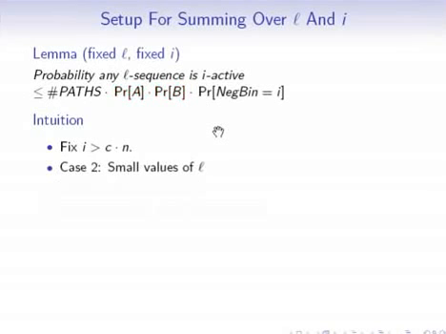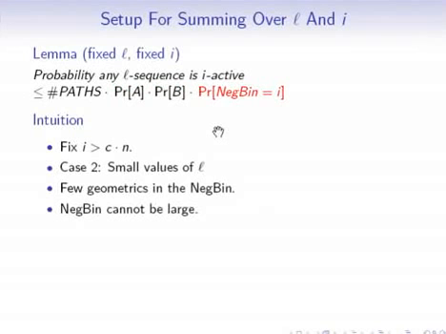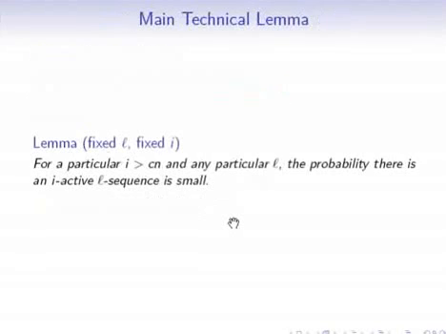In the second case, we have small values of L. In this case, the probability of the negative binomial random variable is going to be small. The idea behind this is, since L is small, there are only going to be a few geometric variables in the sum of the negative binomial, so the negative binomial variable can't be very large. And that's how we're going to be able to sum over all of the values of L.